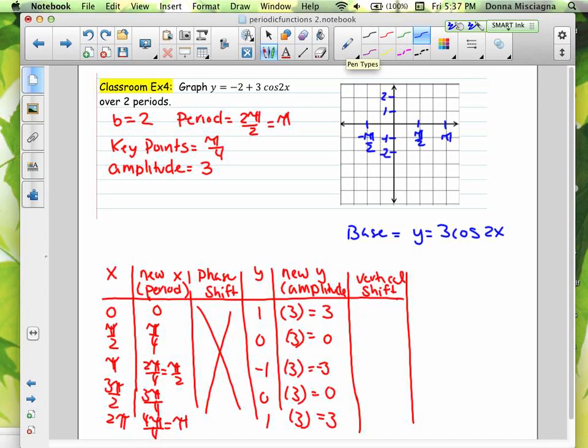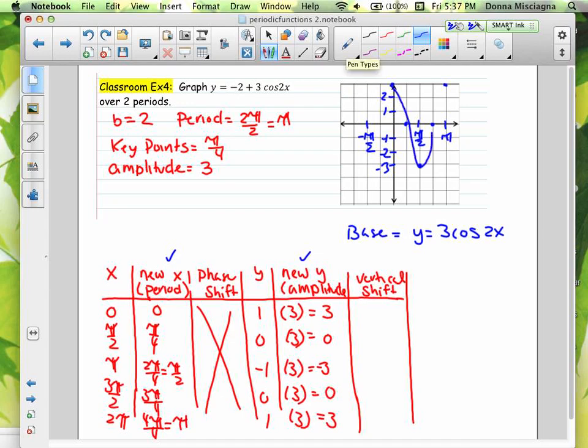All right, so we'll graph our base graph with our period and amplitude change. That'll be 0, 3, and pi fourths 0, and pi halves -3, and 3 pi fourths 0, and pi 3. So this graph here is vertically stretched from the amplitude change.